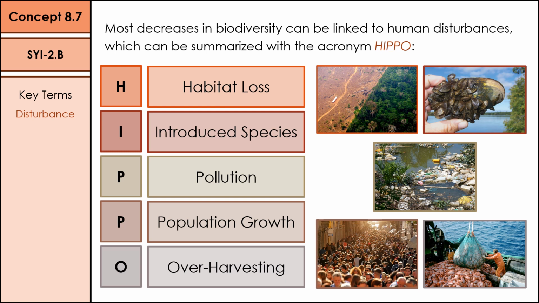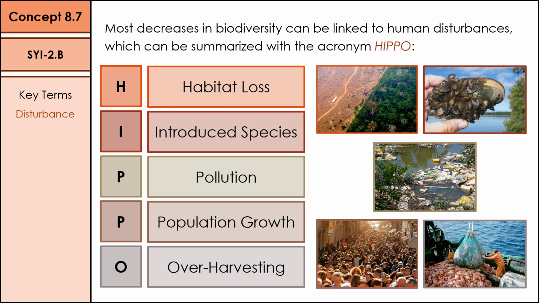I being introduced species, otherwise termed invasive species, when we bring things from one area to another, and those species can have detrimental effects on the species that already existed within that ecosystem. Third, P being pollution. We are really good at creating waste within our environments, and so pollution can lead to the death of many species within an ecosystem.